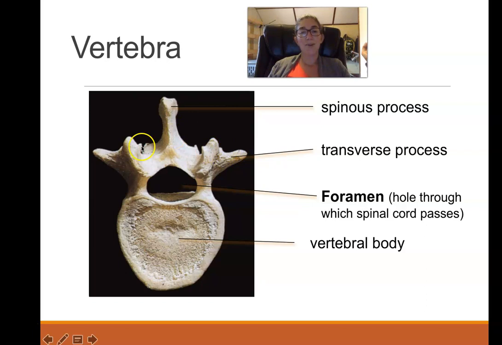And then these spiky parts are called the processes. The ones that stick out to the sides are the transverse processes, and the one that sticks out in back, dorsally, is the spinous process. If you bend your neck and rub your finger straight down your back, you'll feel these bumps, and the bumps that you're feeling are the spinous processes of the vertebral column.